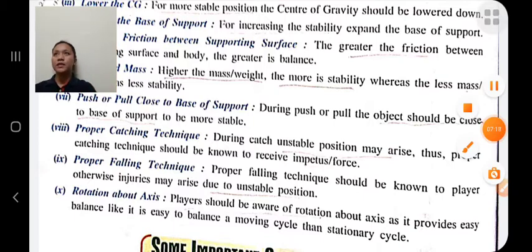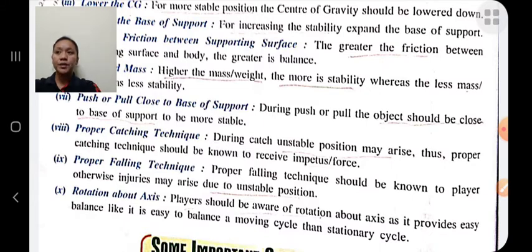Okay, first thing is equilibrium. What is equilibrium? Equilibrium is a condition in which one force cancels another force, which results in balance or stability. In equilibrium, the force acting on the object is zero. There are two types of equilibrium: static equilibrium and dynamic equilibrium.